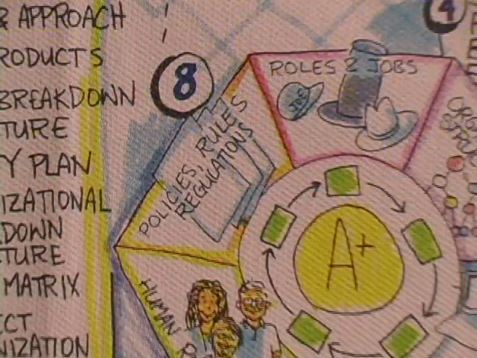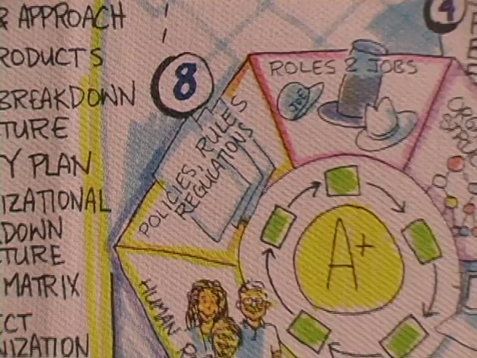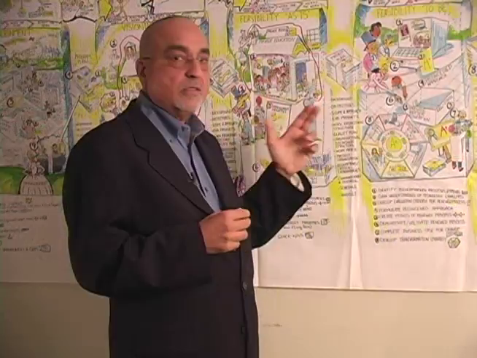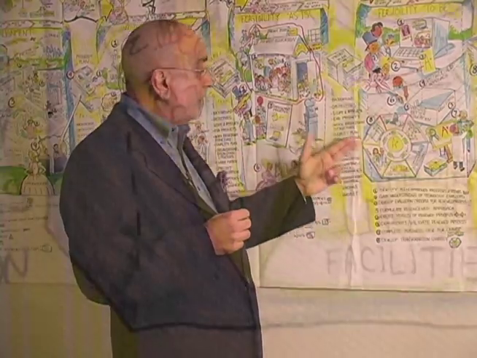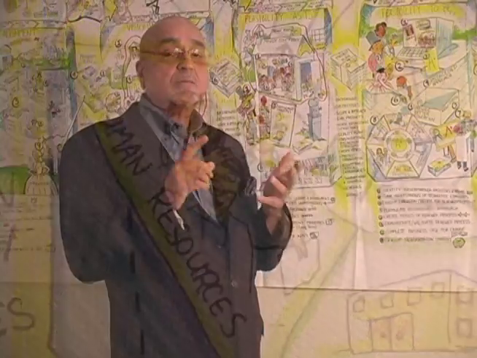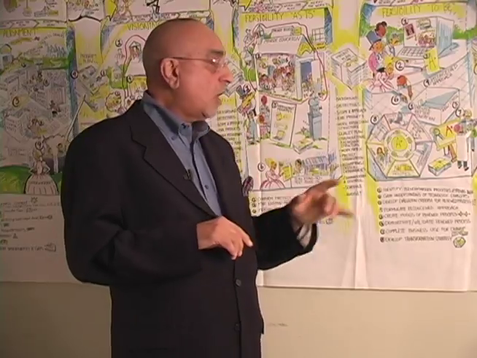And then we look at policies, rules and regulations. Policies, rules and regulations, we sometimes call them the business rules. They must be aligned to the process as well. And then we have human resources. This is about people alignment. So how does that take place?